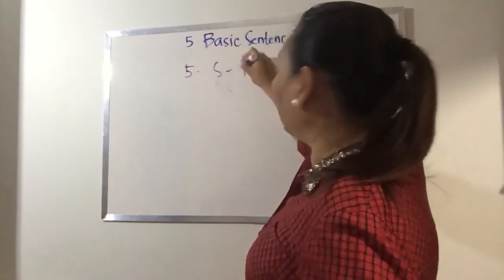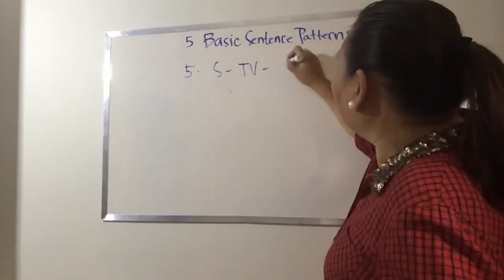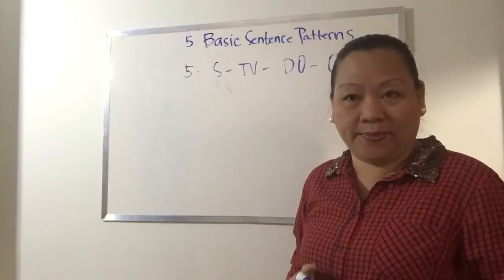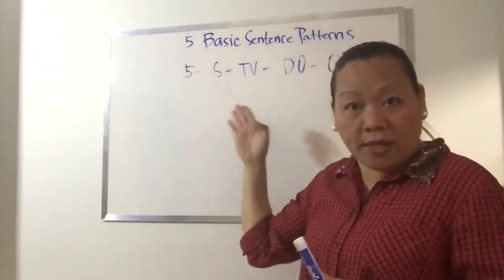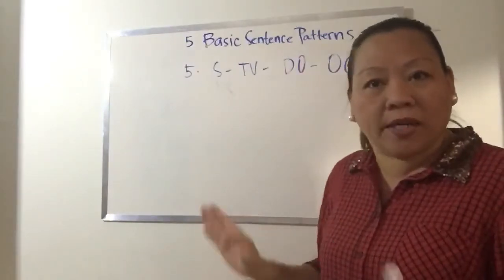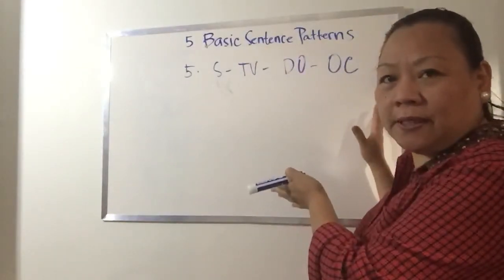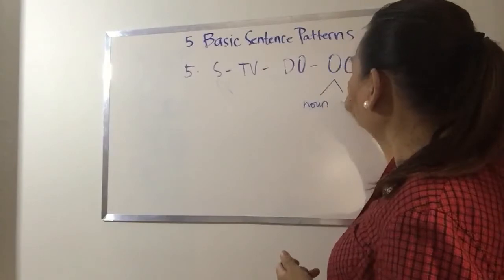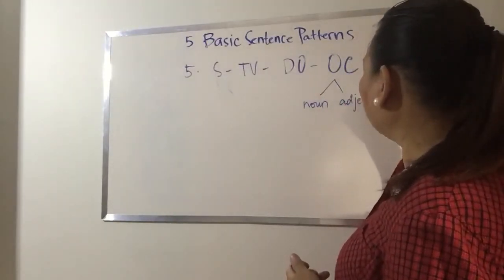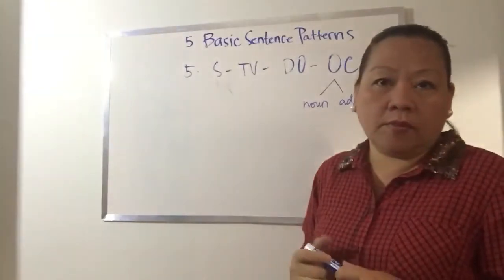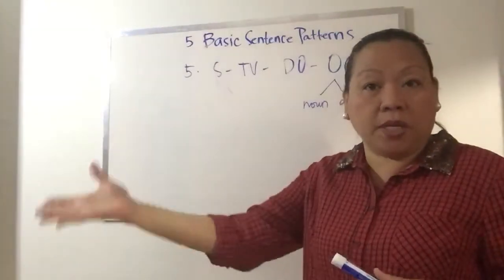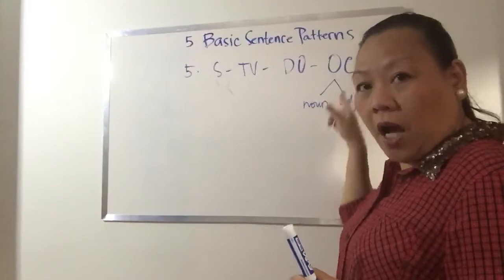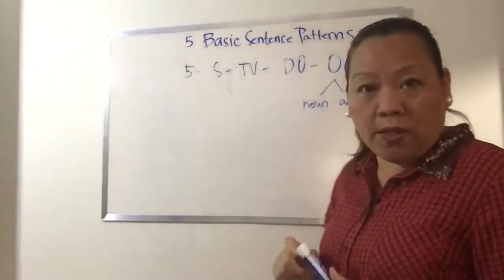is subject, transitive verb, direct object, and objective complement. Okay, so you already know what a transitive verb is. You already know what a direct object is. What about objective complement? So an objective complement is again either a noun or an adjective. Just like the complement that we use in our subject linking verb complement. It's either a noun or an adjective. But this one is a complement, meaning to the direct object.